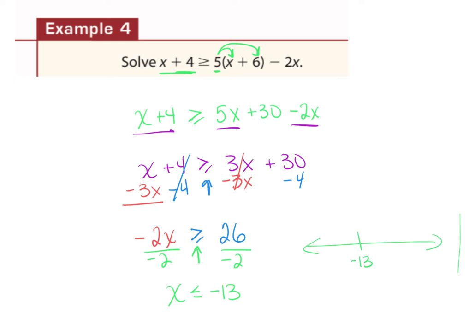On a number line, I start at -13. Is it open or closed? It's closed. It includes it, and x is smaller, so it's the left-hand side.